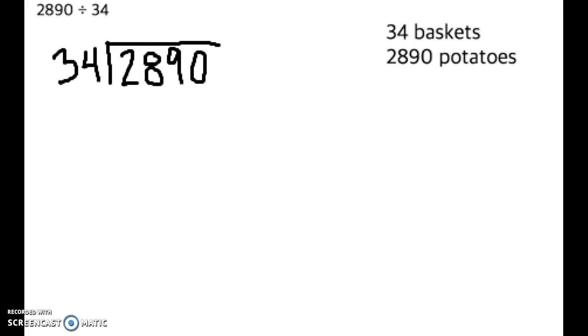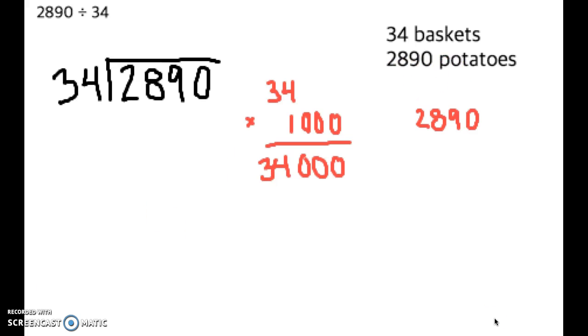Now we're going to move on to a bigger problem, which is 2,890 divided by 34. Here our fixed group is 34 baskets, and our things that we have to distribute is 2,890 potatoes. Let's start by trying to distribute our 2,890 potatoes into our 34 baskets with our thousands place. So we can't put our 34 into our thousands because if we multiply 34 by 1,000, we end up with 34,000, and that's much bigger than 2,890.